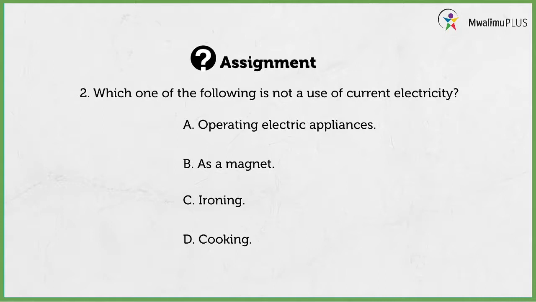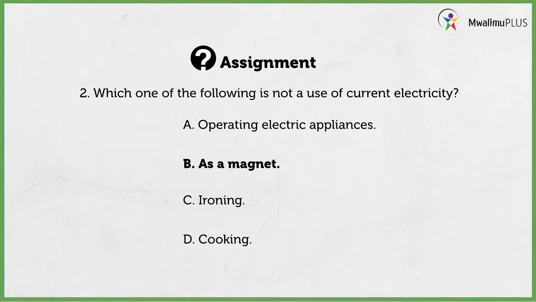Let us look at the next question. Which one of the following is not a use of current electricity? Choice A, operating electric appliances. Choice B, as a magnet. Choice C, ironing. Choice D, cooking. So, which answer did you write? Good. The correct answer is as a magnet. Current electricity cannot be used as a magnet.